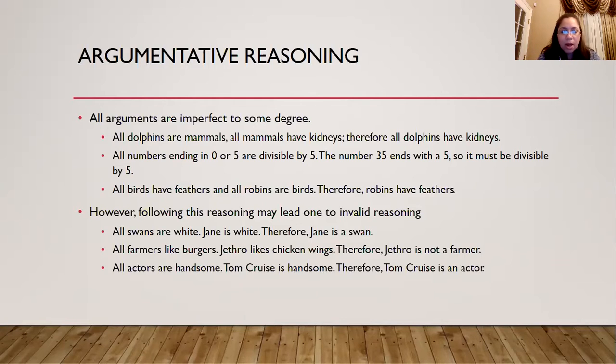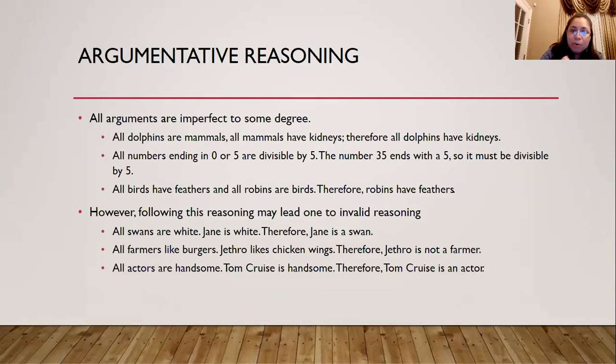So here are some examples of an argument that may or may not be perfect. All dolphins are mammals. All mammals have kidneys. Therefore, all dolphins have kidneys, right? Makes sense. Syllogism, it makes sense. All numbers ending in 0 or 5 are divisible by 5. The number 35 ends with a 5, so it must be divisible by 5. Makes sense, right? So there's some logical progression of ideas there.